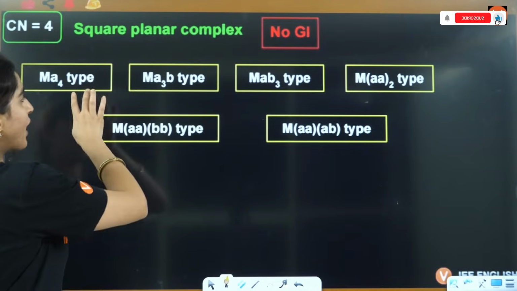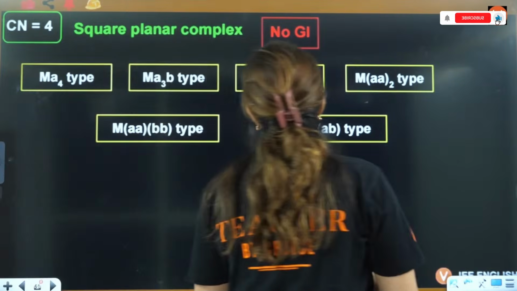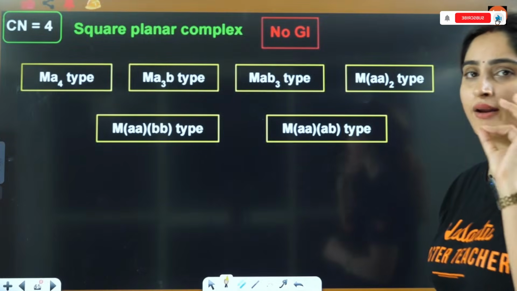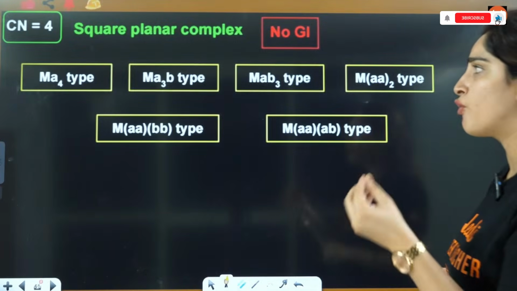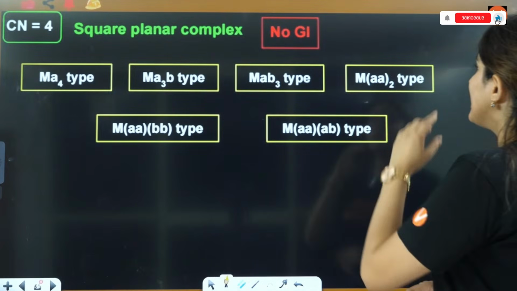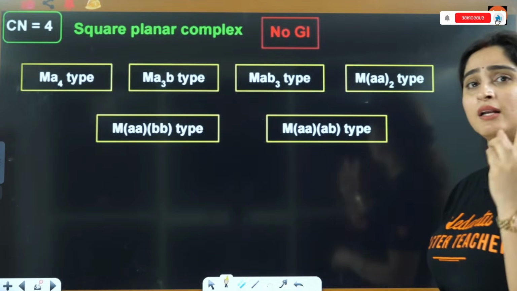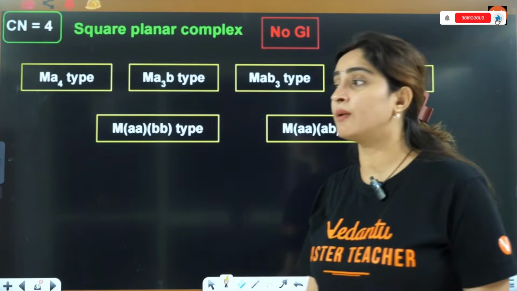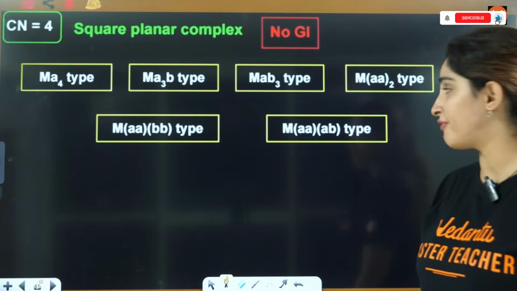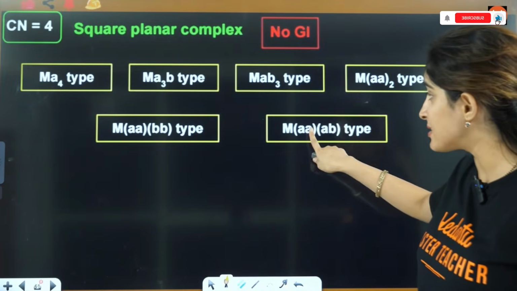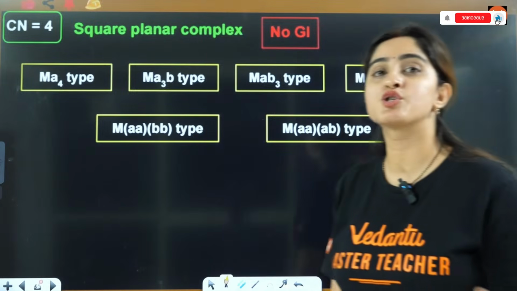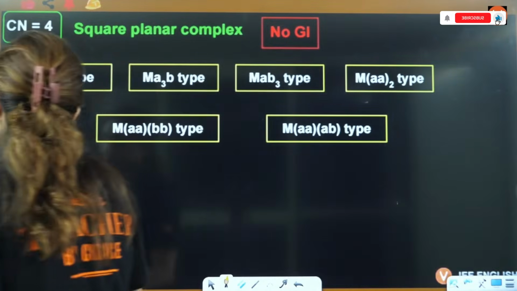In case of square planar, I have directly written that all these categories of complexes will never show any geometrical isomerism. You have A4, A3B, AB3, AA2, meaning two symmetrical bidentate ligands, then two different symmetrical bidentate ligands, you can't define it. One symmetrical and one unsymmetrical bidentate ligand, they will never show any geometrical isomerism, right?